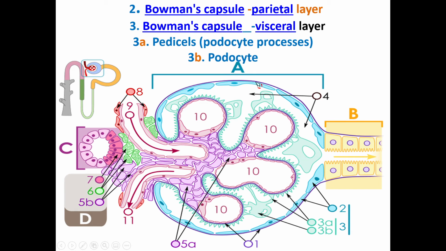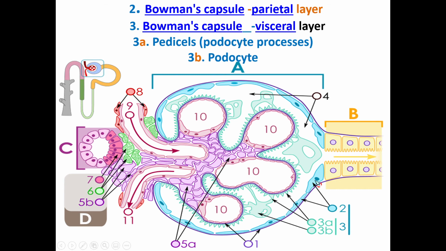This is again a podocyte. These podocytes are sending extensions which are known as the pedicles. Actually, the podocytes are nothing but the epithelium of the visceral layer, which is going to surround your glomerular capillaries.